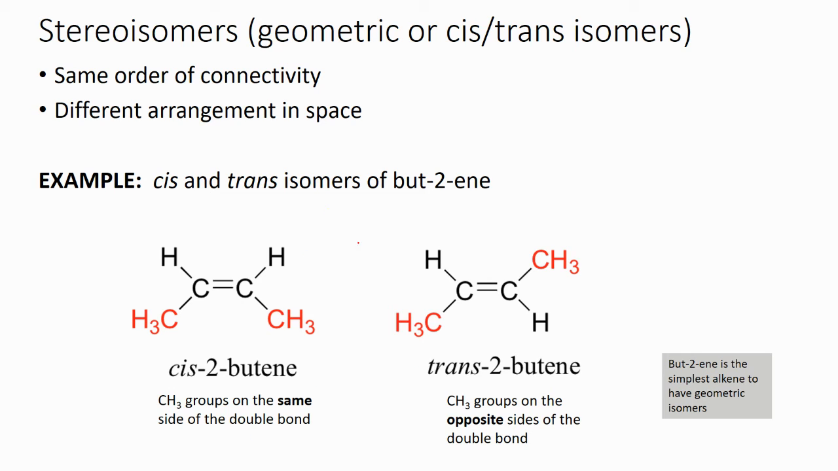As I was saying, if these ones here have got methyl groups on it, if they're on the same side, then it is the cis 2-butene. And if it is on opposite sides, then it is a trans 2-butene. Butene is the simplest alkene to have geometric isomers.